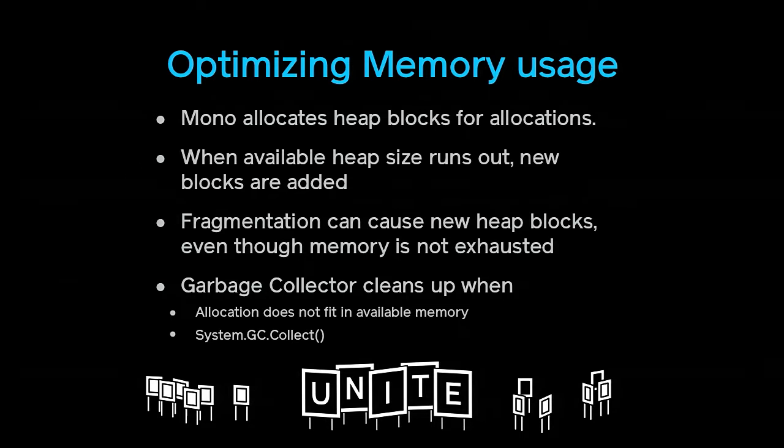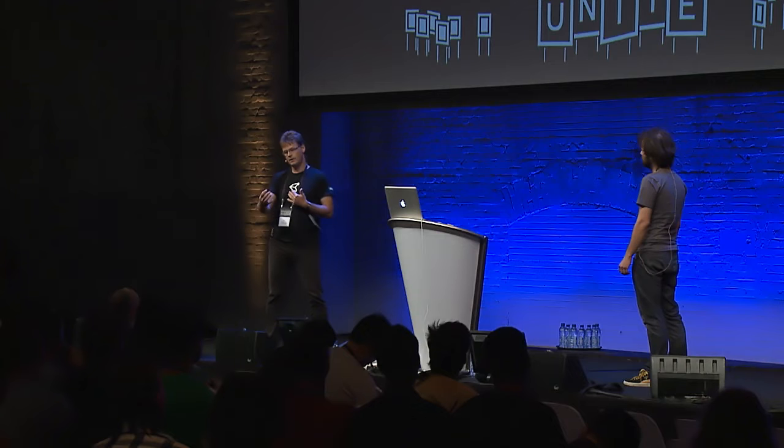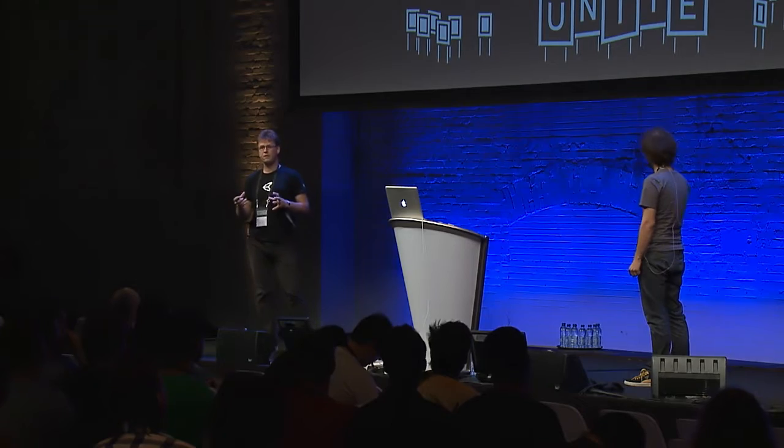Whenever you ask Mono for memory, it has a pool of heap blocks. So it has a pool of memory where whenever you ask for memory, it'll allocate from those.